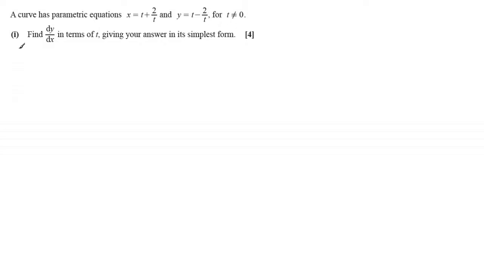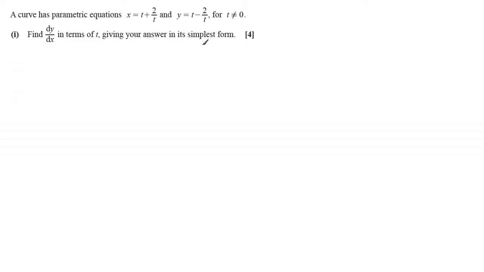And for the first part of this question, there'll be more coming later. We've got to find dy by dx in terms of t, giving your answer in its simplest form. So you've got to make sure you give it in its simplest form. So there's a bit of a clue there, how it might start to work out. So hopefully you're on your way with this one now.